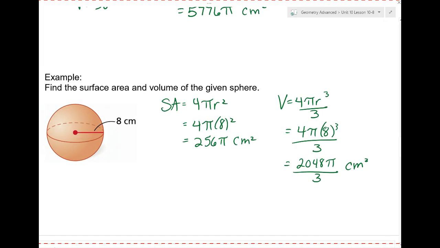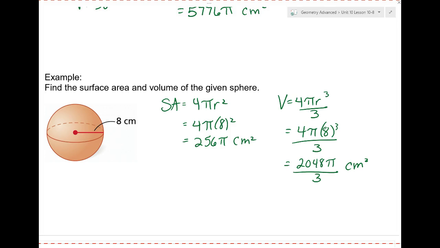How'd you guys do? Are we getting it? You should have 256 pi square centimeters for the surface area, and your volume should be 2,048 pi all over 3 cubic centimeters. Now, here's the thing. I have about 2 people in this room I know I have taken off points on their quizzes and tests because they will give that to me as a mixed number.